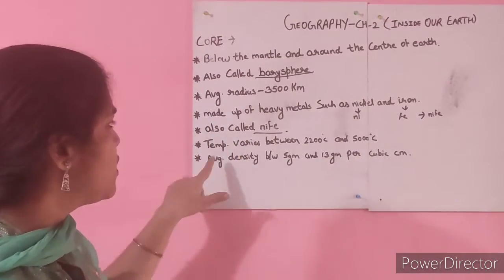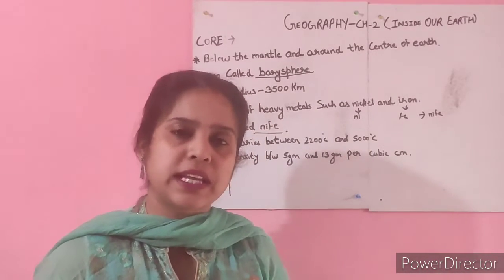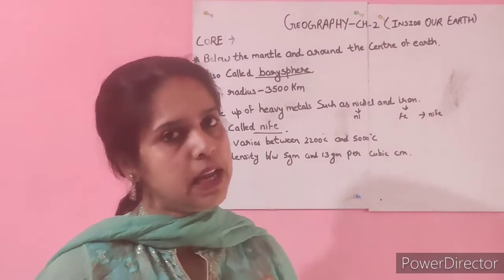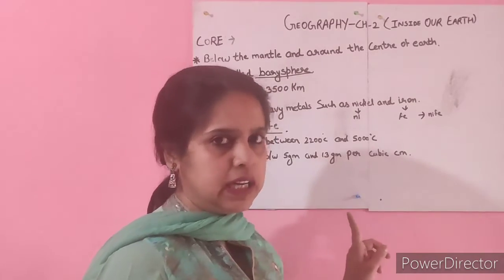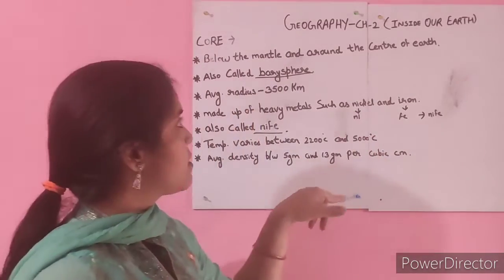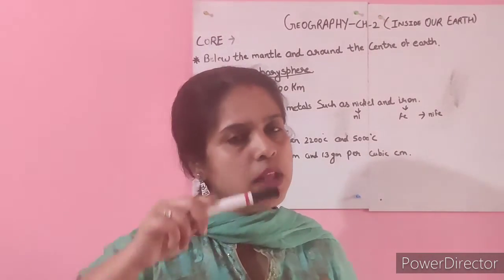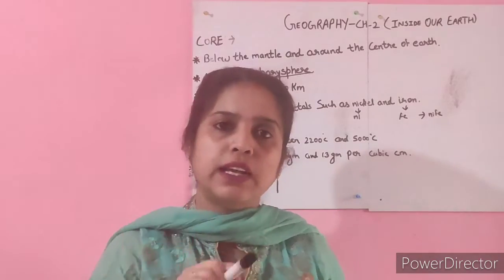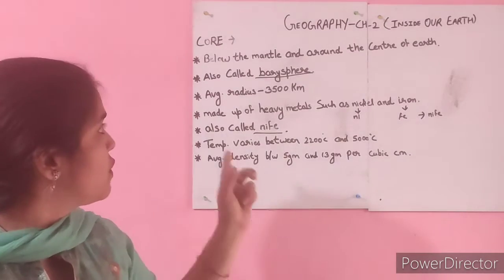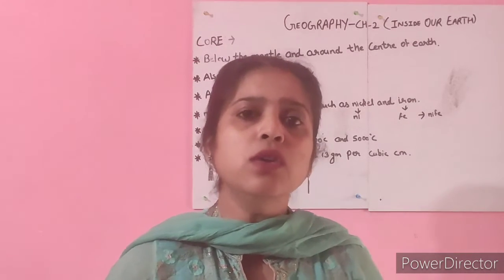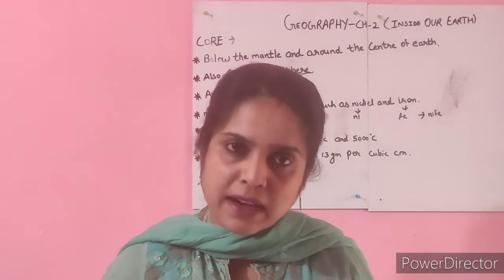Clear? After this, the temperature here ranges between 2200 degrees Celsius to 5000 degrees Celsius. And the average density is between 5 gram to 13 gram. Clear? Let's do it once again. Core, first of all, core lies below the mantle and around the center of the earth. Here, it is also known as barosphere and the average radius is about 3500 kilometer.